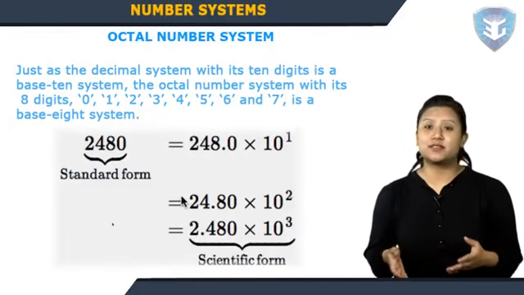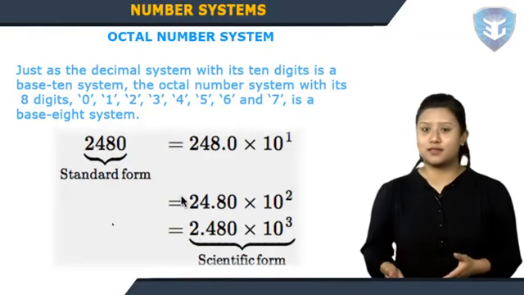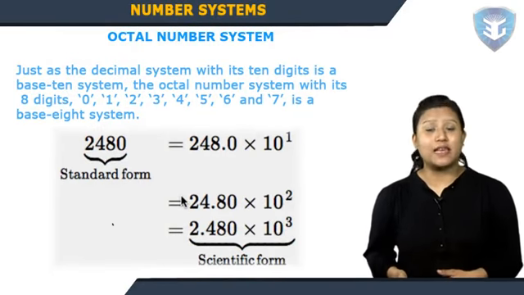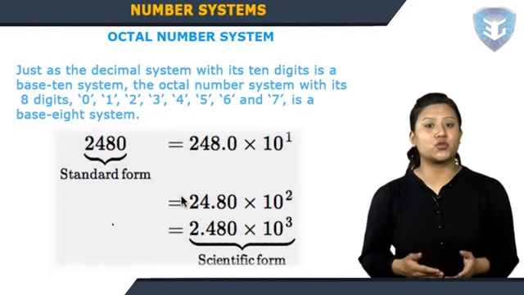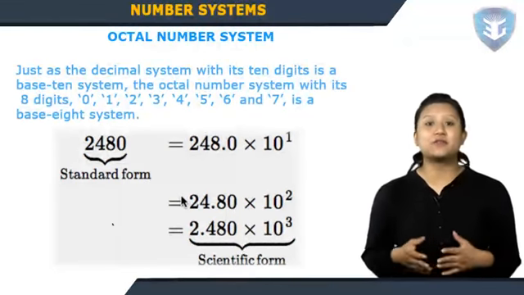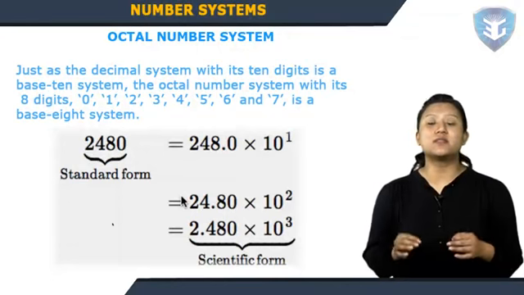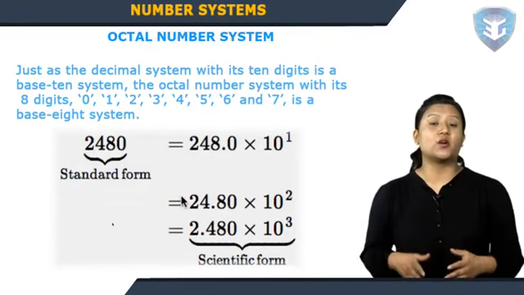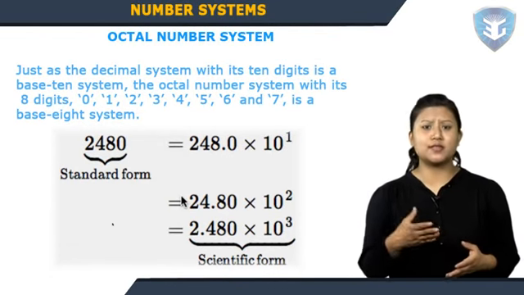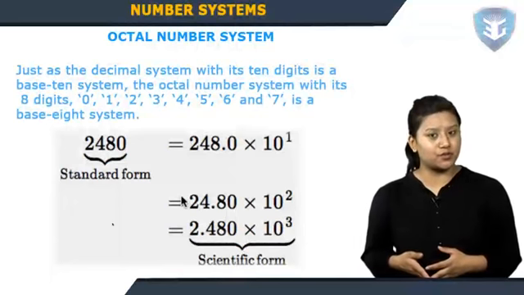Just as the decimal system with its 10 digits is a base 10 system, the octal number system with its 8 digits 0, 1, 2, 3, 4, 5, 6 and 7 is a base 8 system. The octal or base 8 number system is a common system that is used with computers. Because of its relationship with the binary system, it is useful in programming some types of computers.